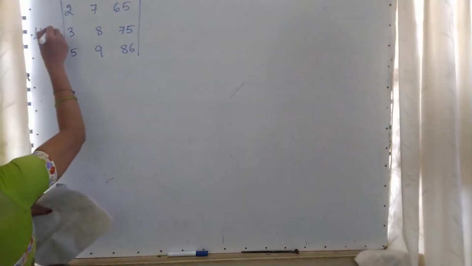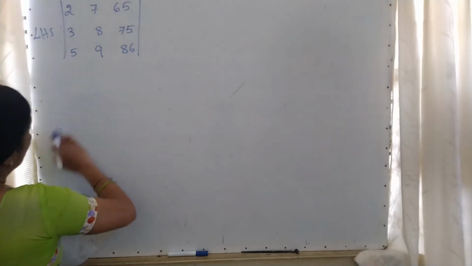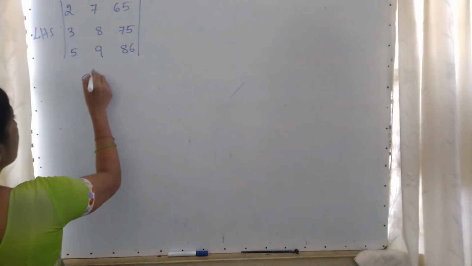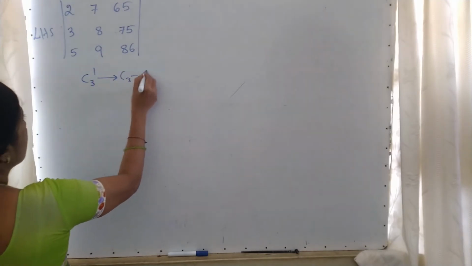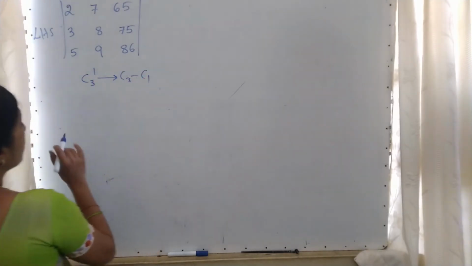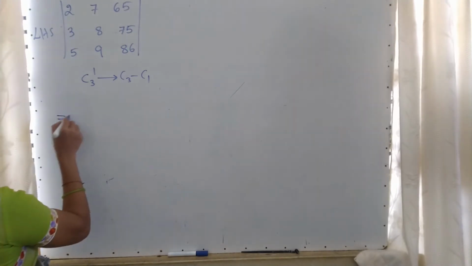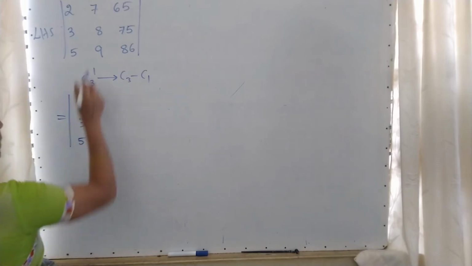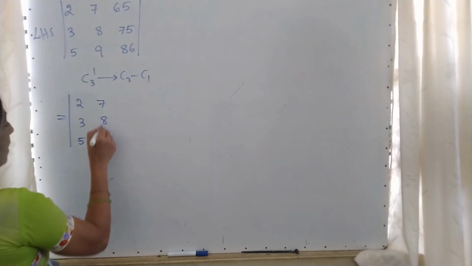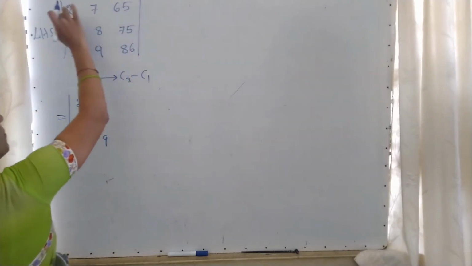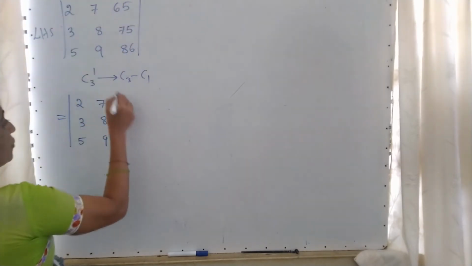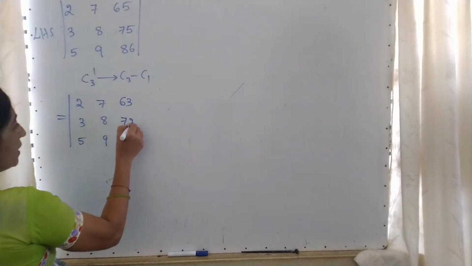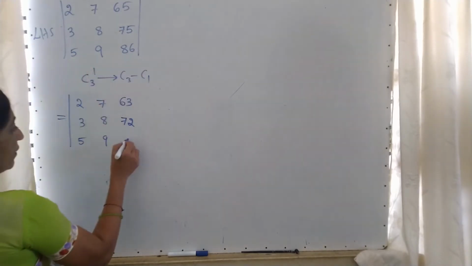Write on the LHS. After that, if possible, take the common, or go for the operation. Here I am applying C3 dash as C3 minus C1. For this, there is no hint. You have to think which number you will get, which is the simplest form. First column 2, 3, 5. Second column 7, 8, 9. C3 minus C1: 65 minus 2, 63. 75 minus 3, 72. 86 minus 5, 81.